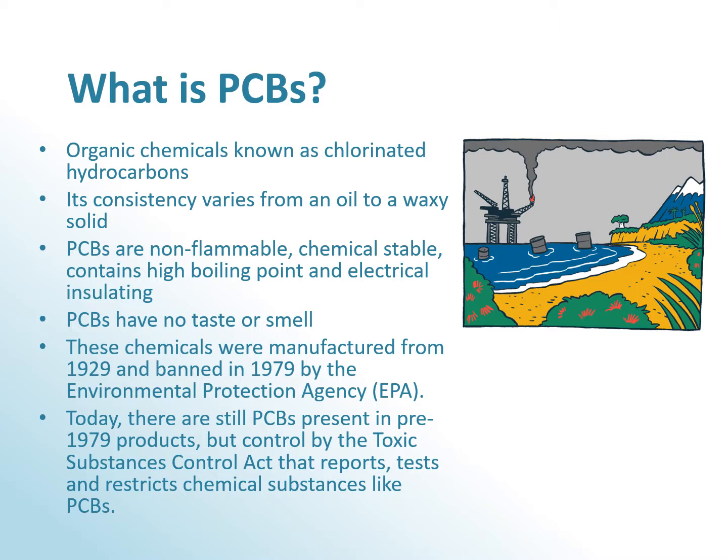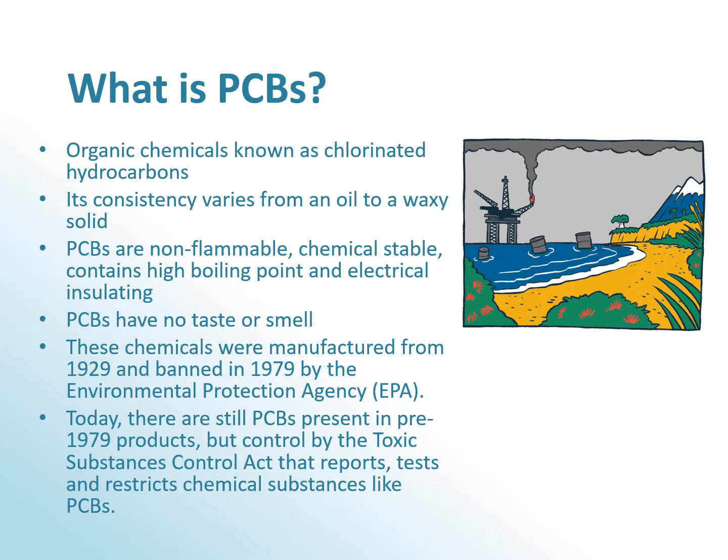These are a mixture of chemicals which are no longer produced in the United States but are still found in the environment. Polychlorinated biphenyls are a mixture of chlorinated compounds consisting of carbon, hydrogen, and chlorine atoms. These compounds are either oily liquids or solids that are colorless to light yellow to black color. In addition, they have no taste or smell. Its properties include non-flammability, they are chemically stable, it contains a high boiling point, and electrical insulating.